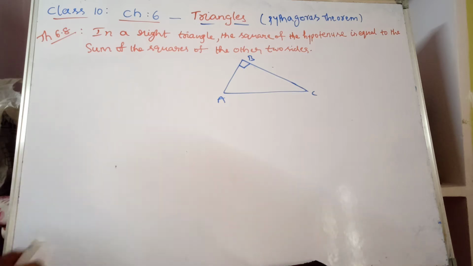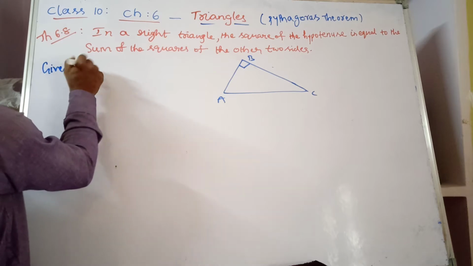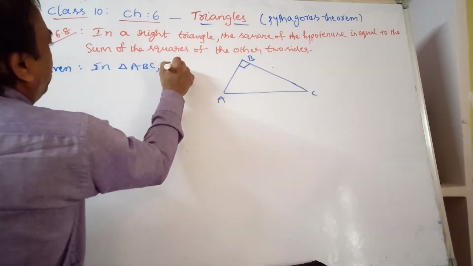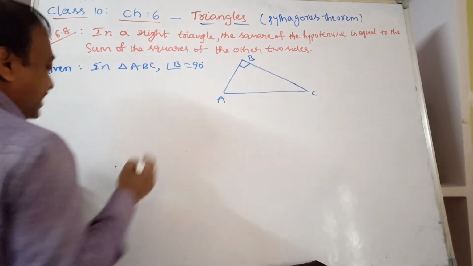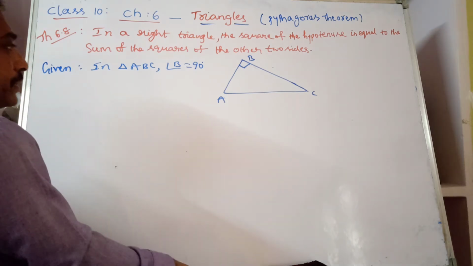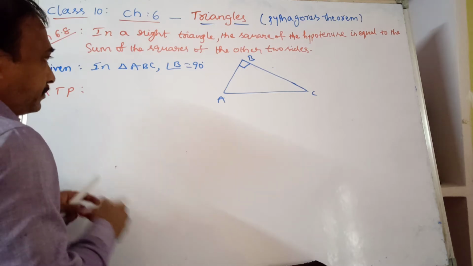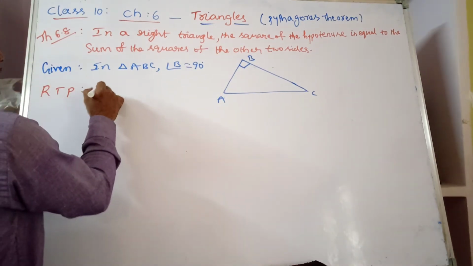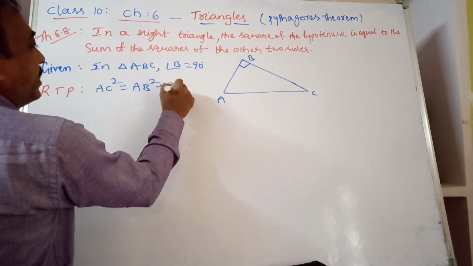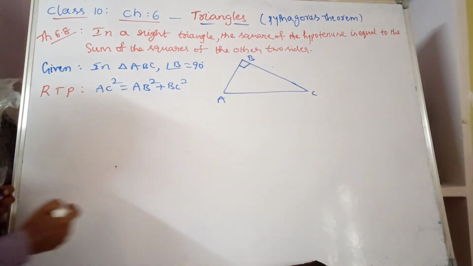So to prove this one, first, given. What is given? In triangle ABC, angle B is equal to 90 degrees. This is given. Required to prove: what we have to prove? To be proved is, for the hypotenuse, AC square is equal to AB square plus BC square. We have to prove that the square of the hypotenuse is equal to the sum of the squares of the other two sides.